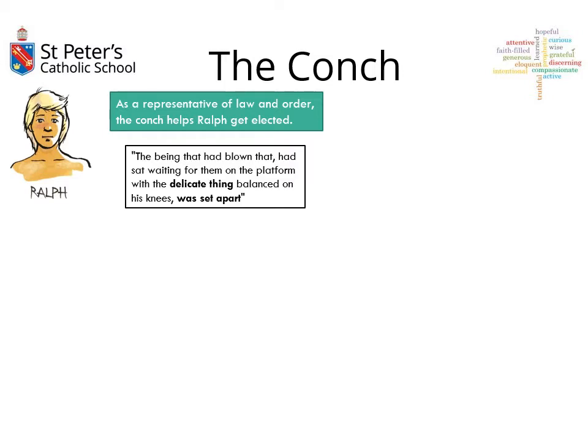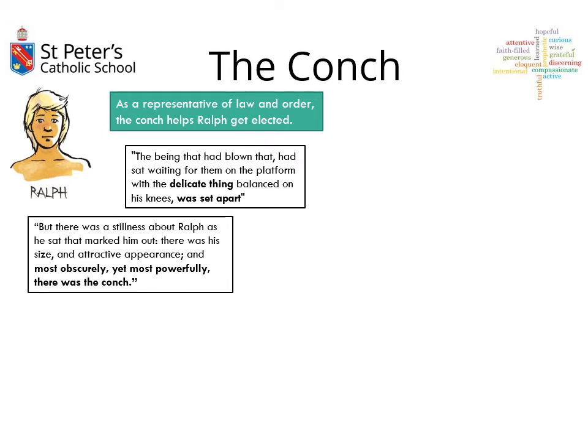We see that in the quotation: "The being that had blown, that had sat waiting for them on the platform with the delicate thing balanced on his knees, was set apart." So in this fledgling society that they attempt to create in the very early stages of the novel, we see that the conch enables Ralph to be set apart. And so for that reason it has a great deal of importance in terms of establishing their version of law and order early in the novel.